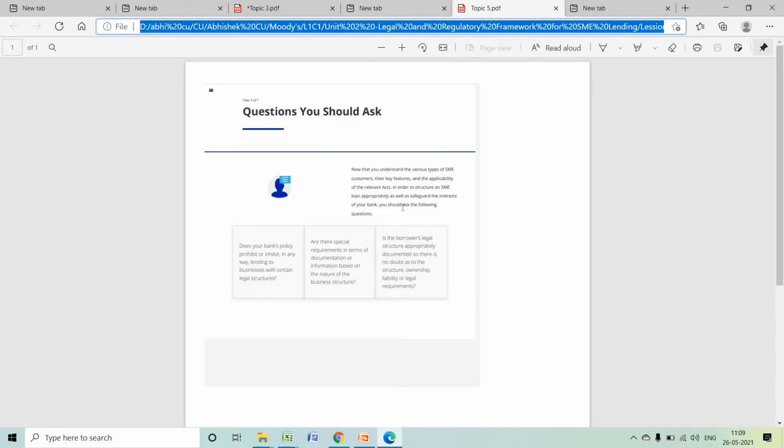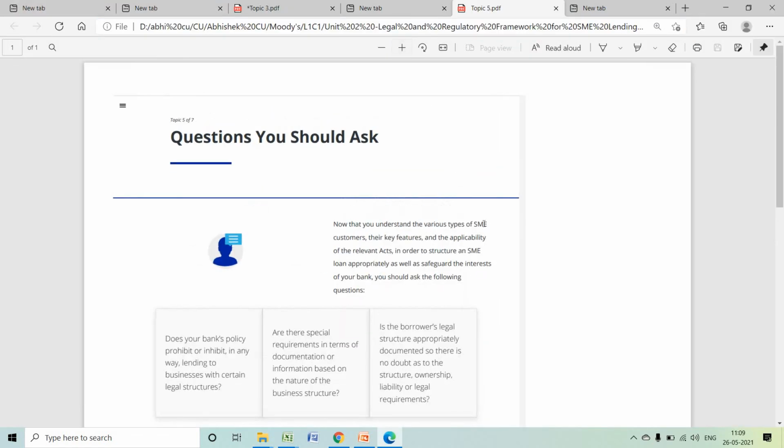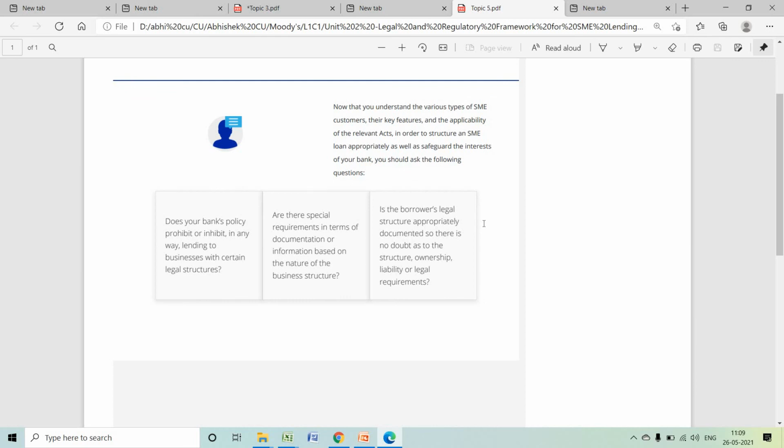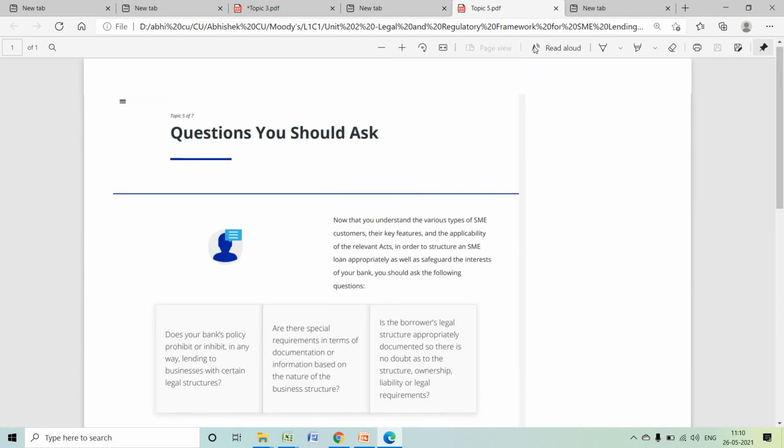Now topic 5. Now that you understand the various types of SME customers, their key features, and the applicability of the relevant tax, in order to structure an SME loan appropriately as well as safeguard the interest of your bank, you should ask the following questions: does your bank policy prohibit or inhibit in any way lending to businesses with certain legal structures? Are there special requirements in terms of documentation or information based on the nature of the business structure? And is the borrower's legal structure appropriately documented so there is no doubt as to the structure, ownership, liability, or legal requirements? Right? So these are the things which you have to ask yourself.